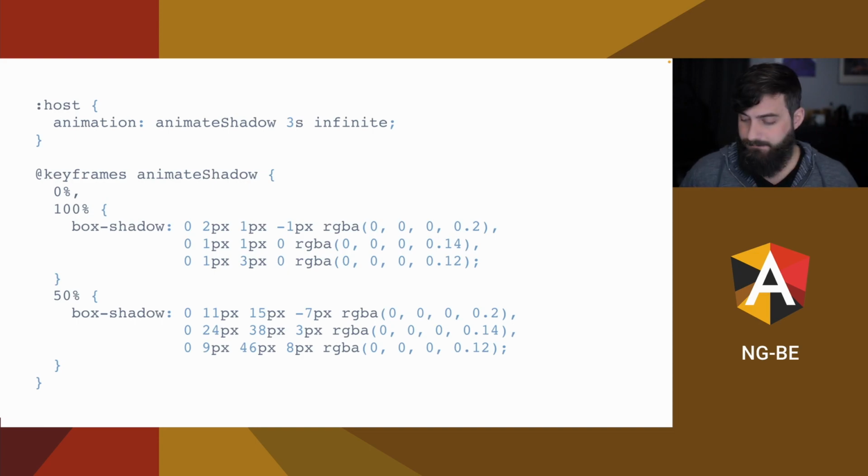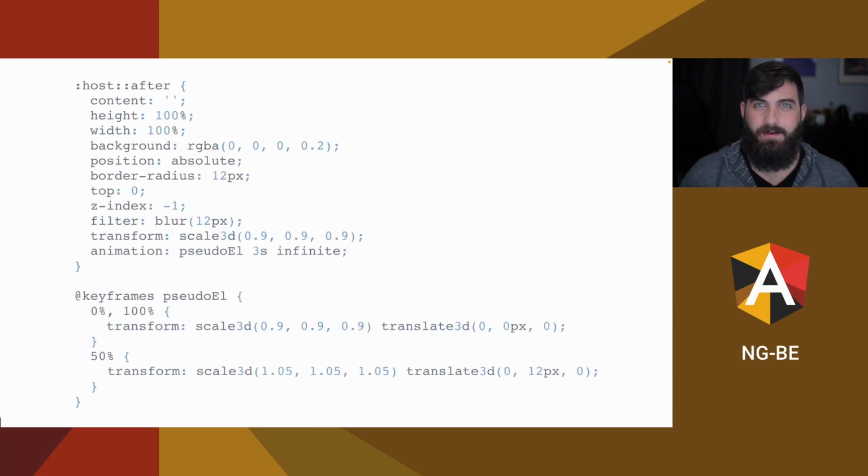Well, we can actually make use of a pseudo element. We can use the after pseudo element, create essentially a div of 100% width and height with a background blur, and we can transform that element itself instead of the box shadow. So at 0 and 100%, it should be scaled down to be a little bit smaller than the actual card itself, and then it should be centered right behind the album art.